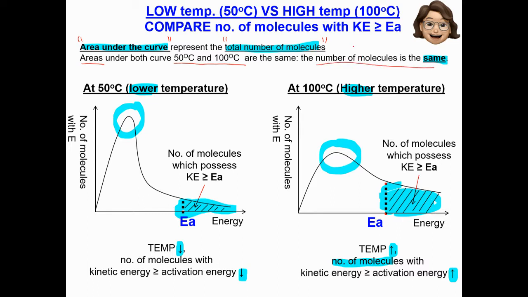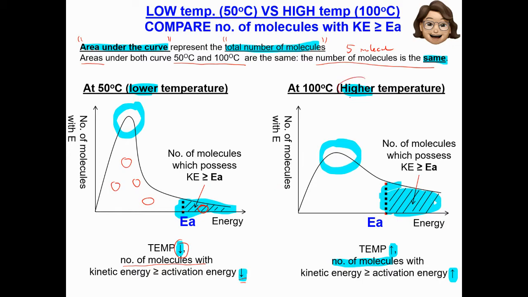For example, let's say I give 5 molecules. So under this area, at 50 degrees Celsius, there are 5 molecules. But let us look at what it means. When temperature decreases, the number of molecules with kinetic energy larger than activation energy decreases. So for example, I have 1, 2, 3, 4, 5. Let's say the number of molecules which possess kinetic energy larger than activation energy is only 1.